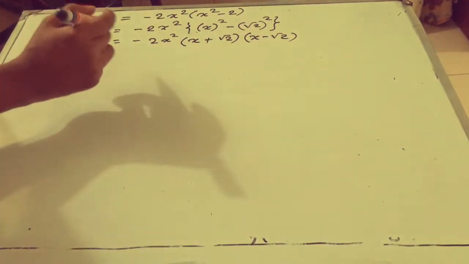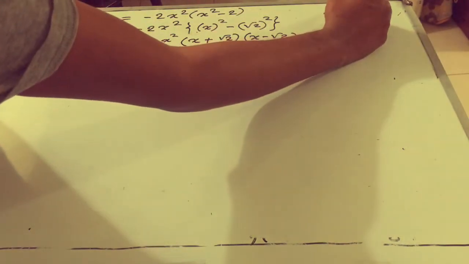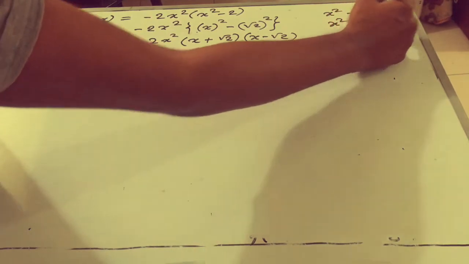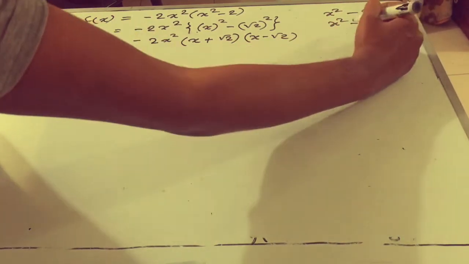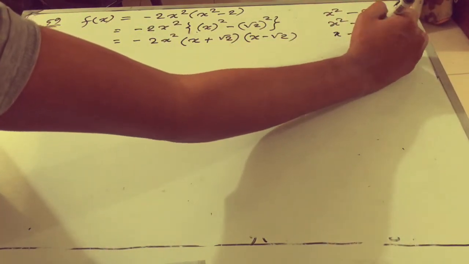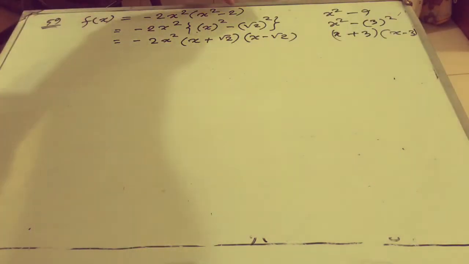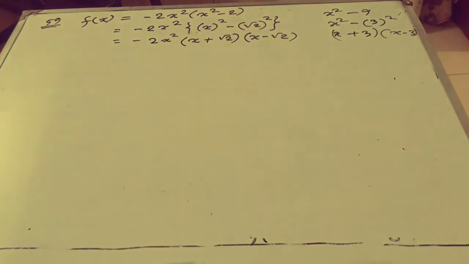The reason I did it this way is, suppose the question is like this, x squared minus 3 whole square. Then it is easy: we can do x plus 3 and x minus 3, and factor them this way. But the problem is, for the 2, we cannot write anything like that. We cannot write 1 square equals 2. That's not possible.